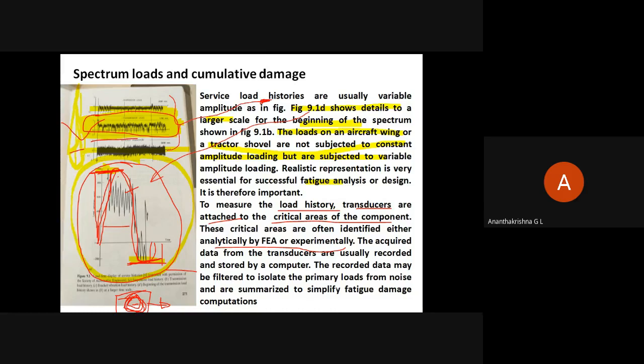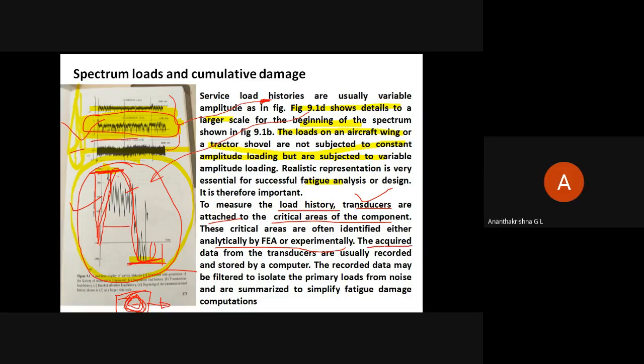You understood what this FEA is? What is the use of FEA here? Finite element analysis is used to identify the critical areas, then use transducers and accelerometers on those critical areas, then take the load history, which will essentially give you a spectrum, something like this. Are you there? Are you able to follow me?